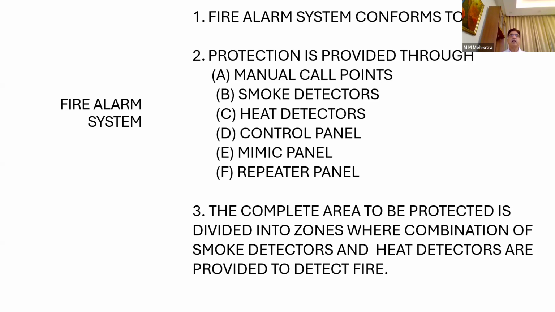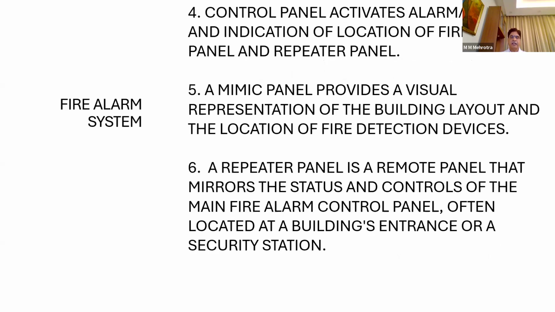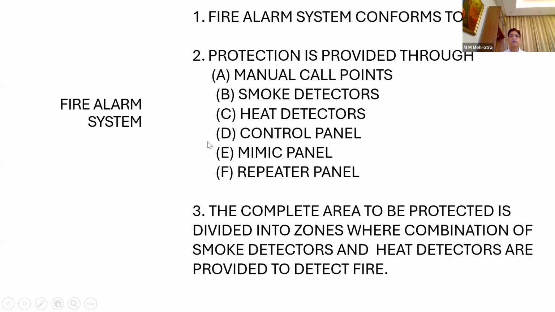Some components I have written here. First is the manual call point. You must have seen a small square shape point which is available in all buildings and malls, where it is written, in case of fire, break glass. There is a button which is there in pushed form. When you break the glass, that button comes out and it raises an alarm. The alarm is some hooter or siren which gets activated by this. Then there are smoke detectors and heat detectors.